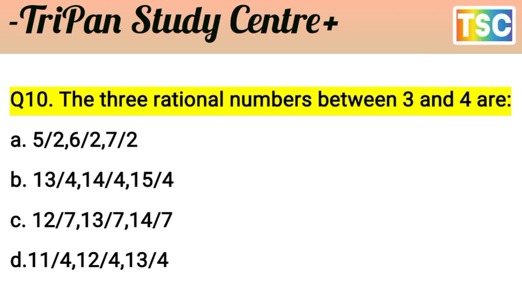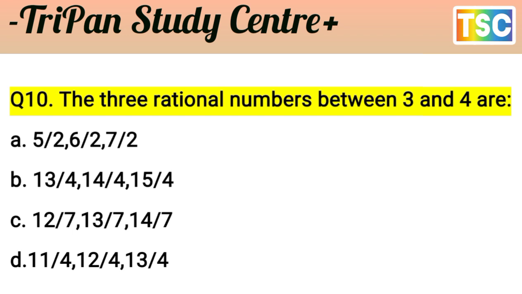First of all, let's see: 3 upon 1, multiply by 2, is 6 and 8. 6 and 8 is one rational number here. Otherwise, multiply by 4 on both the upper and lower sides: 12 and 16. 12 and 16, that's right. It means option B is correct here. Option B is correct. Clear understanding?